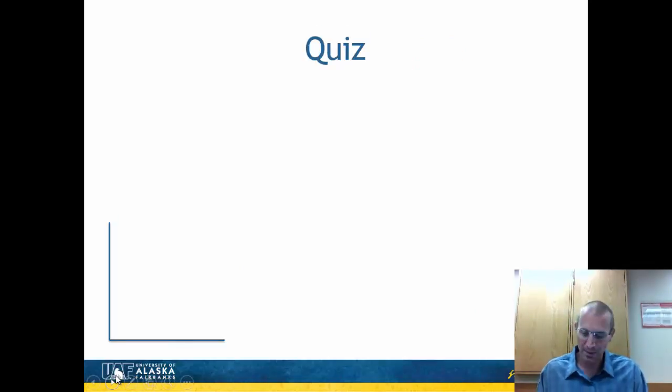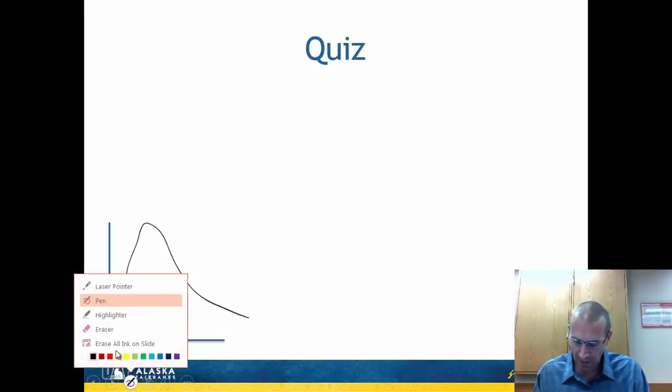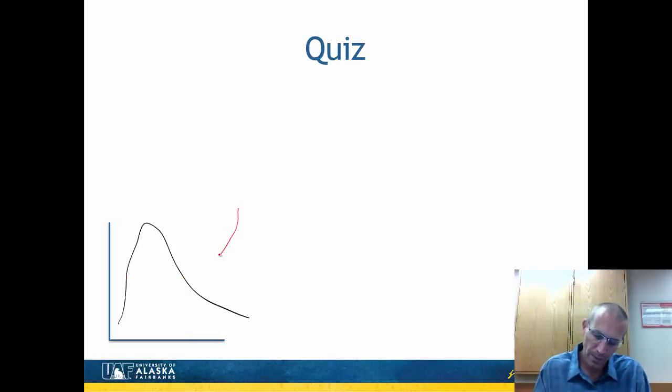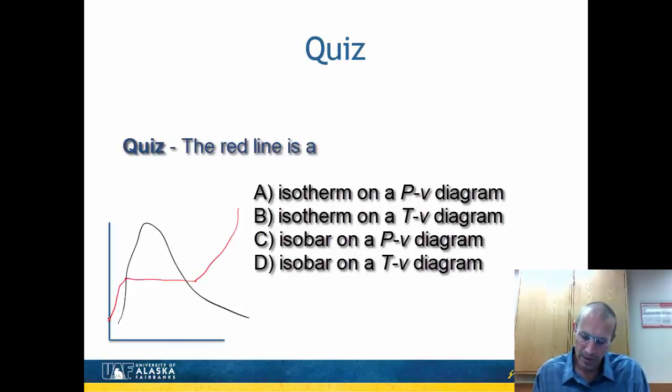Okay, so as a quiz, on this old diagram on the left, I'm going to draw a phase diagram. And then I'm going to draw a line through it, like that. And I want you to identify what that red line is.